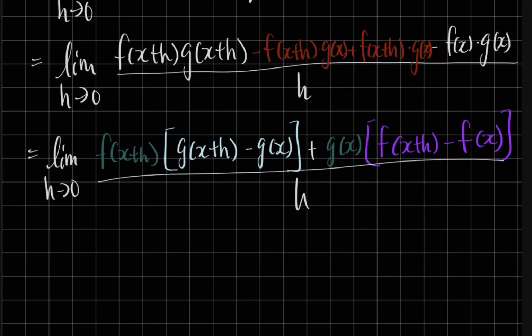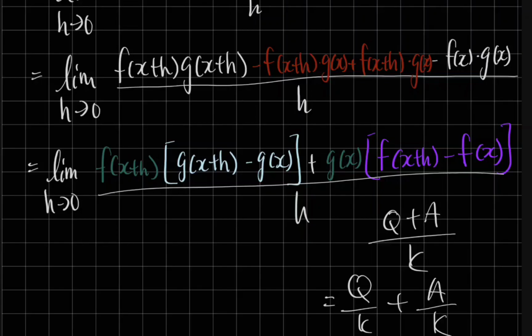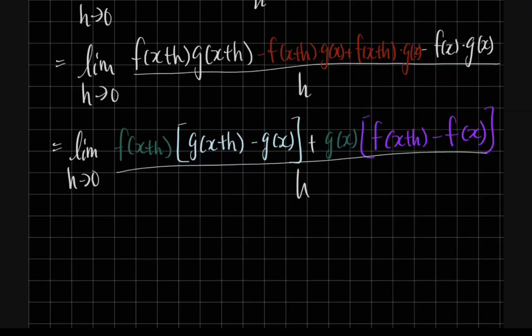So what I'm going to do here, and I believe this is the most important part of the proof, is separate these fractions into two parts. Since they share the same denominator, it's okay that I just split this up. Let's say I have q plus a divided by some constant k. I can just say q divided by k plus a divided by k. So I can just split these two up. Since I have a plus right here, I'm going to split this into two fractions.